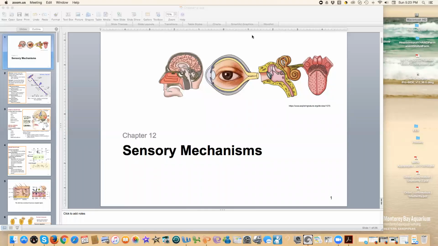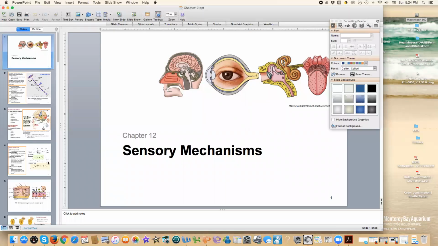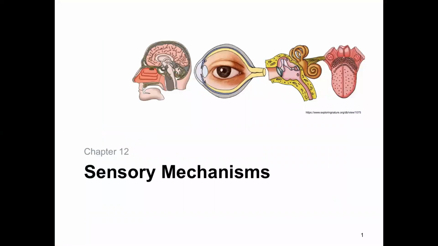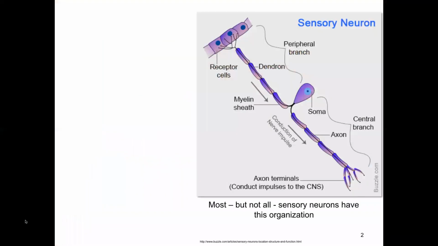I wanted to quickly go over chapter 12. With this one, we're continuing our work on the nervous system, looking at different sensory things, obviously. So with that, I wanted to remind you first about the sensory neuron.